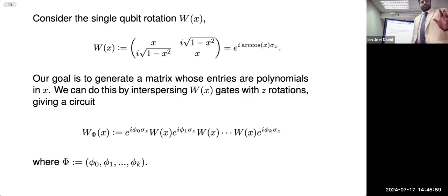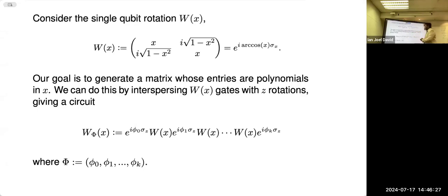Okay, so our goal will be to generate a matrix whose entries are polynomials in x. So we want to have a matrix. We're starting off with something like this, but we want a matrix that, let's say in the top left corner, will have a polynomial in x. And I should be able to specify the type of polynomial. And after doing my algorithm, I should get back that polynomial of x in the corner of the matrix.